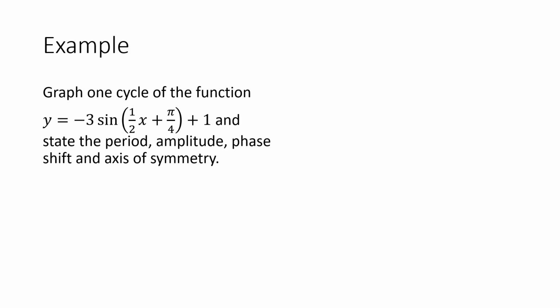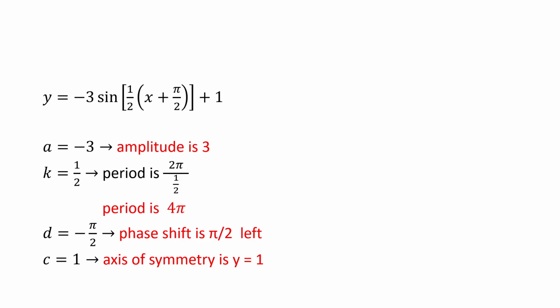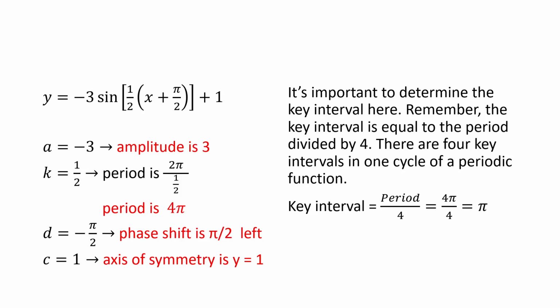Okay, what if we want to graph one cycle of this function? Well, now we're in radian mode, but that's okay. All we do is factor out the 1/2 inside the input of sine. a is negative 3, meaning the amplitude is 3. k is 1/2, which means the period is 4 pi. d is negative pi over 2, so our phase shift is pi over 2 to the left, and c is 1, so our axis of symmetry is at y equals 1.